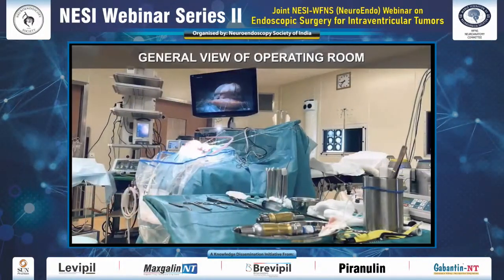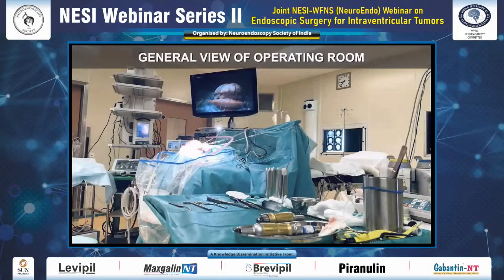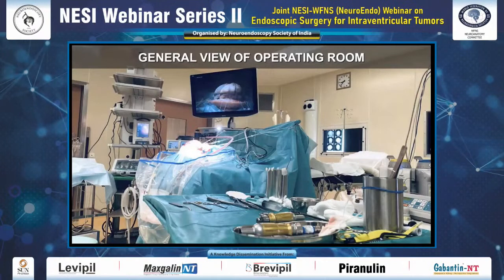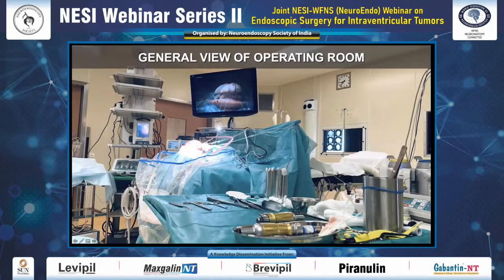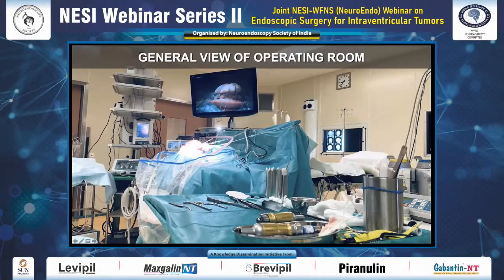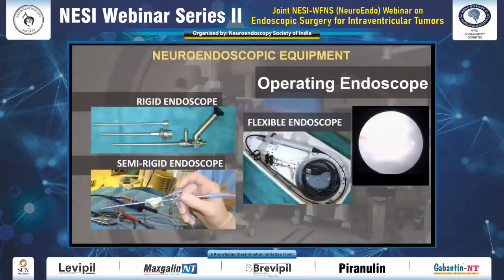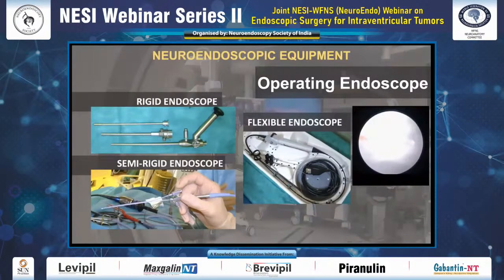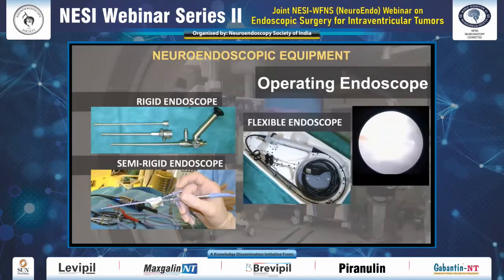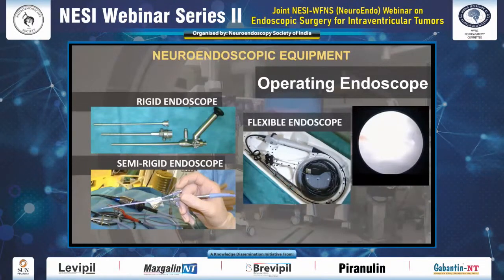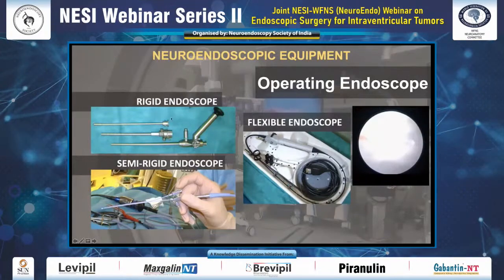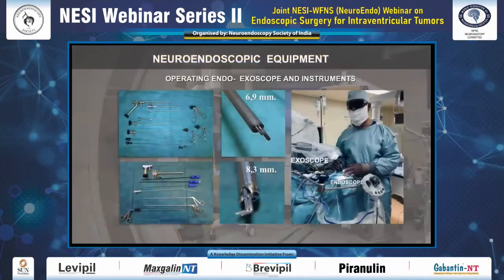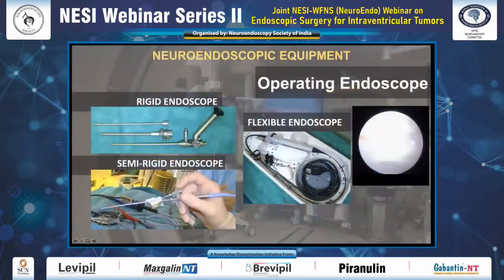For this kind of surgery, we need very good equipment, and this is a view of my operating room: the equipment, the 3D monitors, the drills and so on. The most important equipment is the endoscope, and we use many kinds, like rigid endoscopes, mainly from Storz, and flexible endoscopes.